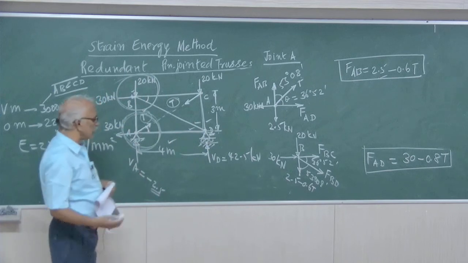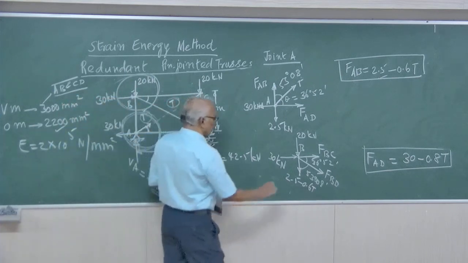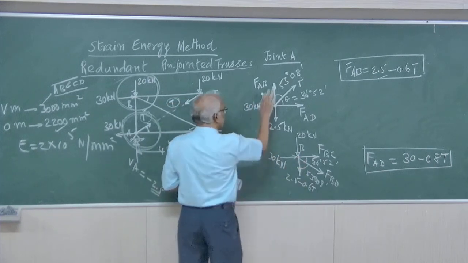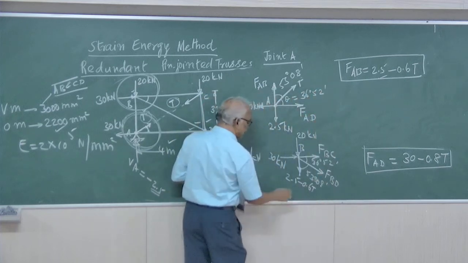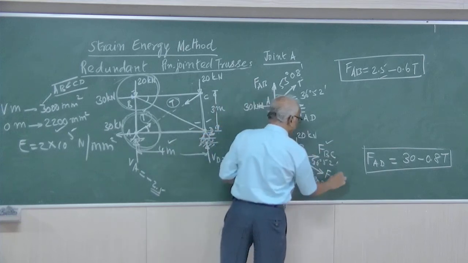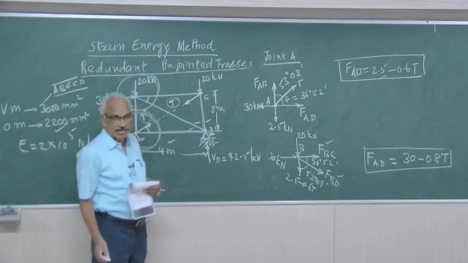So we have marked all details around joint B. All members, all forces, all reactions, everything, because this is already known. In the previous step we have calculated this to be tensile. We have not changed the direction. As it is, FAB equal to 2.5 minus 0.60 T. So the unknowns are only FBC and FBD. Other things are known in some form or other.